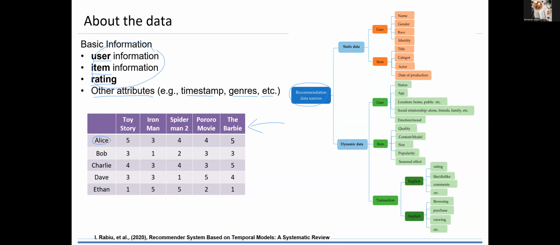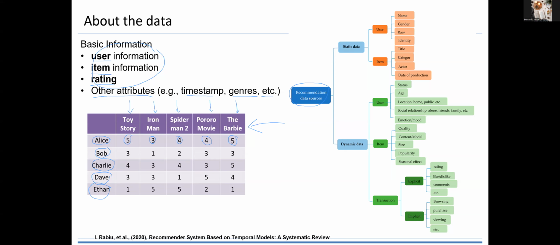For example, Alice, this is a user, Bob, Charlie, Dave, Ethan. And then we have the items, which are movies, for example, Toy Story, Iron Man, Spider-Man, Pororo, Barbie. And this is the rating. With this basic information, we can try to build the recommender system.